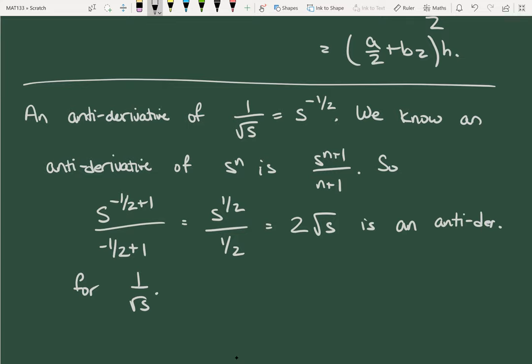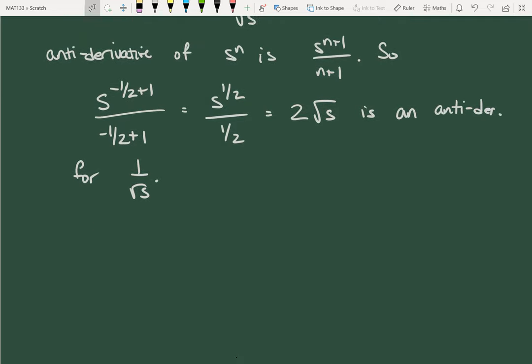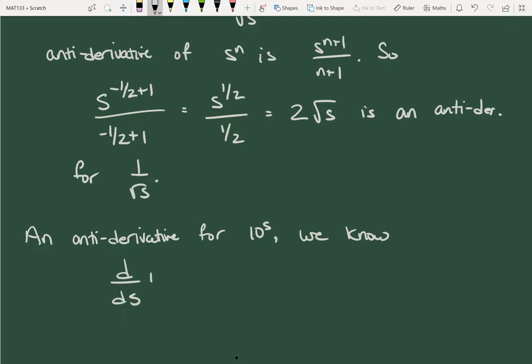Now, let's suppose though that it wasn't multiple choice, right? You actually just had to do the whole thing. So let's do the second part. Let's find an antiderivative for 10 to the s. The thing about 10 to the s is you have to think about what the derivative is. I think I wrote it down in the table of antiderivatives, but let me say this. We know that the derivative of 10 to the s is ln 10 times 10 to the s, right? So when you differentiate 10 to the s, you get back 10 to the s, possibly up to a constant.